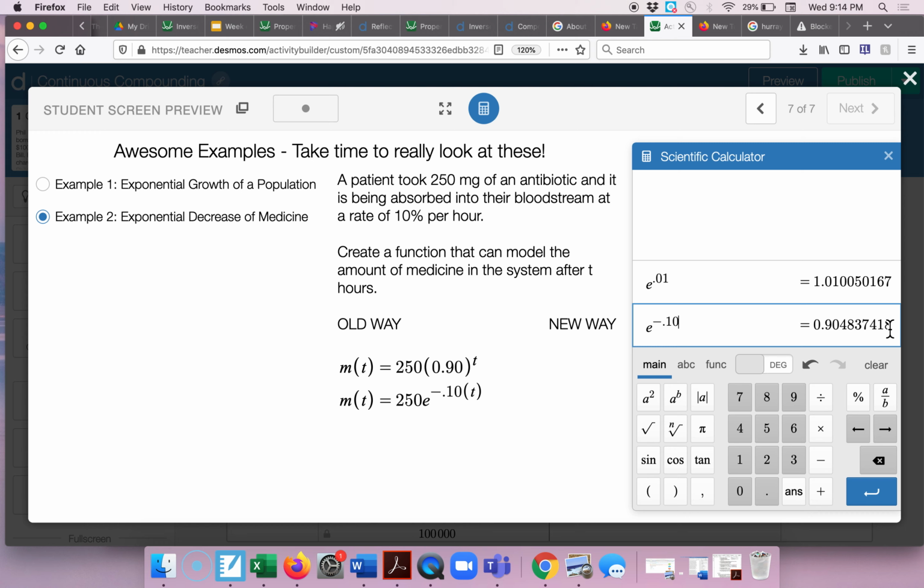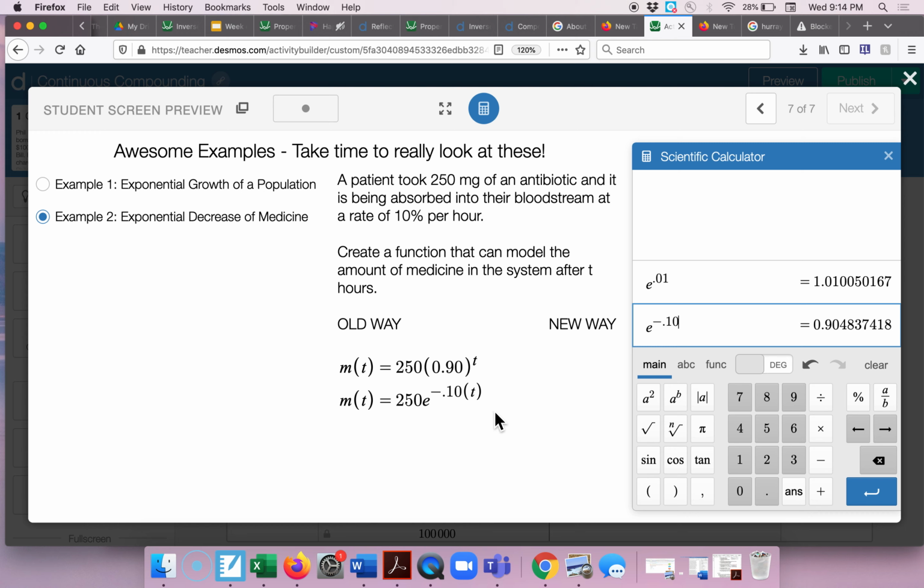So it's slightly different from that because it's continuously compounding, so we know it's actually going to decrease a little bit more quickly. So again, the way the medicine's absorbed into your system, it's continuously being absorbed into your system. It's not just, oh, every hour 10% goes away. It's constantly changing. So using base e is a more realistic approach. This model is more likely to be used by scientists and mathematicians.